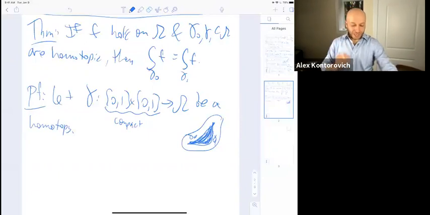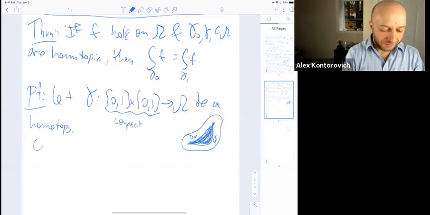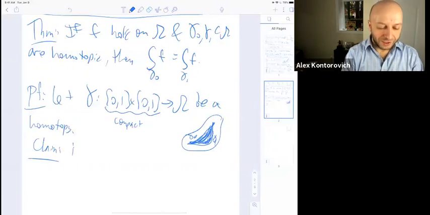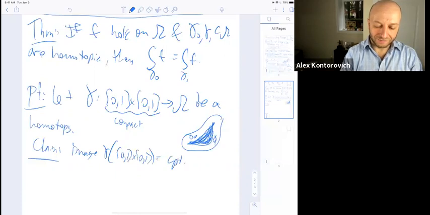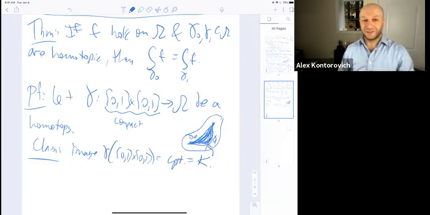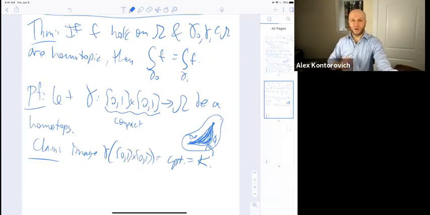So gamma is a homotopy. I claim, well, I think this is easy. The image of gamma on this whole region is compact. Let's call this K. So K is this whole image. Right? The image of a compact set under a continuous function is compact. Why?